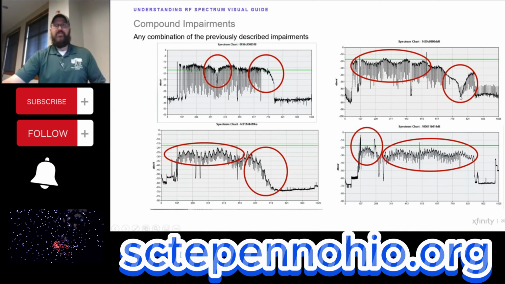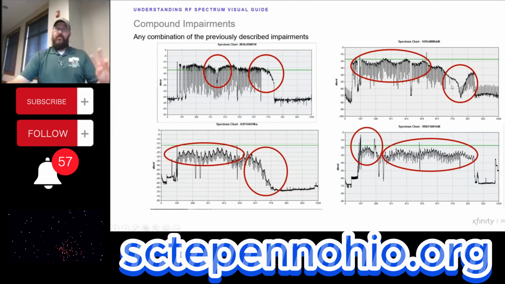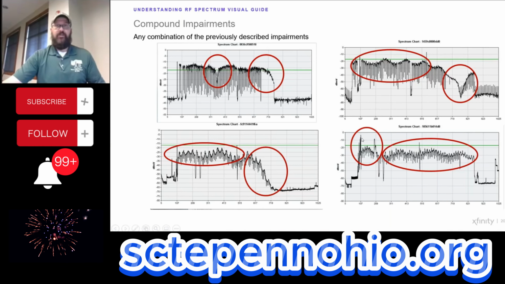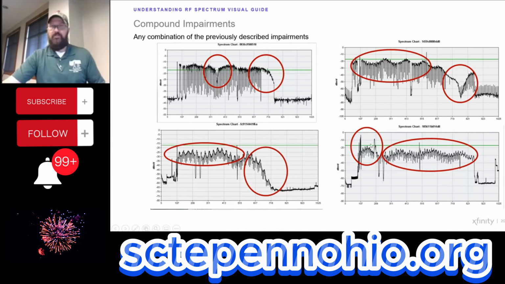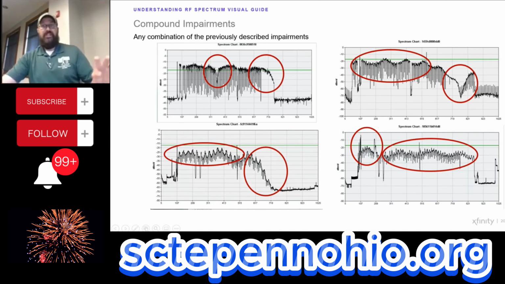And then we have this big, huge suck out right here. So that's 2 different potential impairments. Here we have a lot of ingress, right? We see this huge amount of FM ingress right here, some VHF ingress, and we've got a standing wave that looks like it may be non-periodic, could be some water.